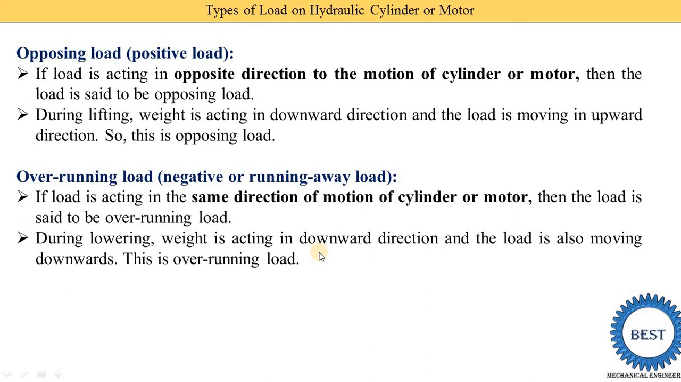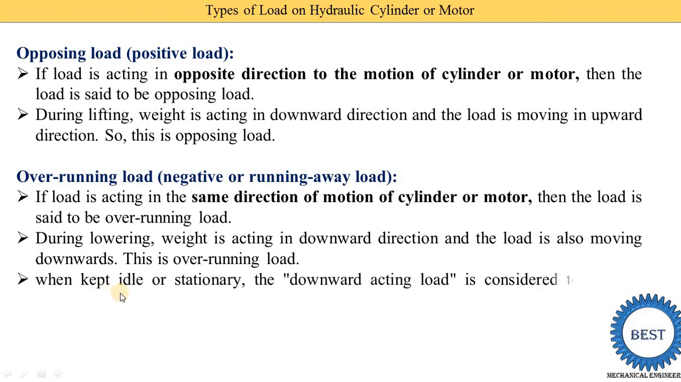So it is called the overrunning load. During lowering, the weight is acting in a downward direction and the load is also moving in this downward direction, so this is the overrunning load. Whatever the weight, it also tries to move downward due to gravitational force, and we are also putting this load in a downward direction. So it is called the overrunning load.